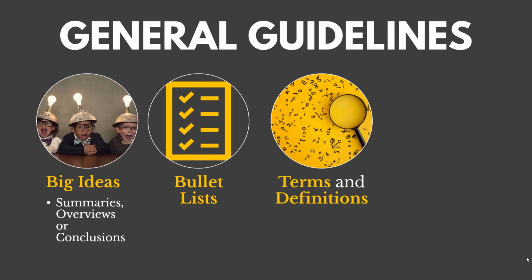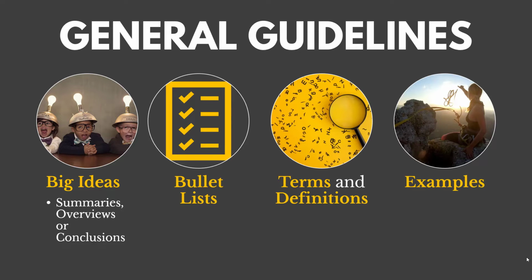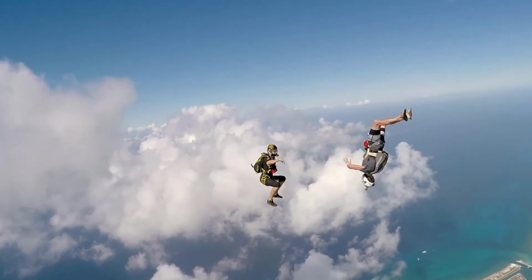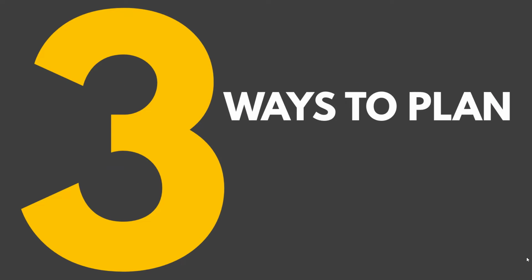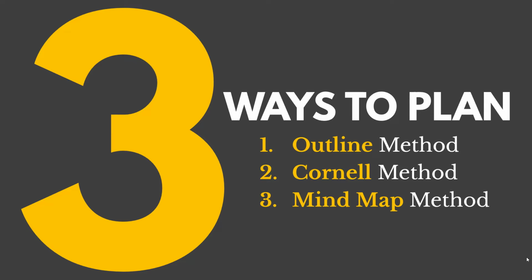Next, we look at terms and definitions that you might want to define or come up with synonyms. And last but not least, we come up with examples, especially those of your own, where you learn to share your own experiences, your own ideas, your own adventures. There are a number of ways that we can plan. I am recommending 3 ways, and these are the outline method, the Cornell method, and the mind map method.